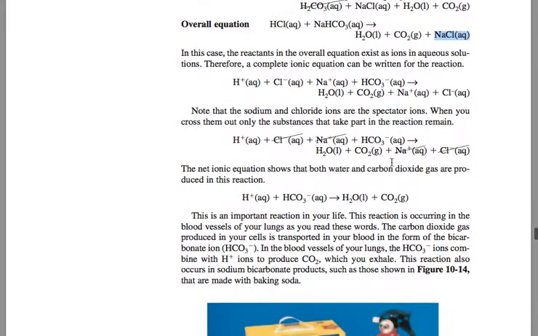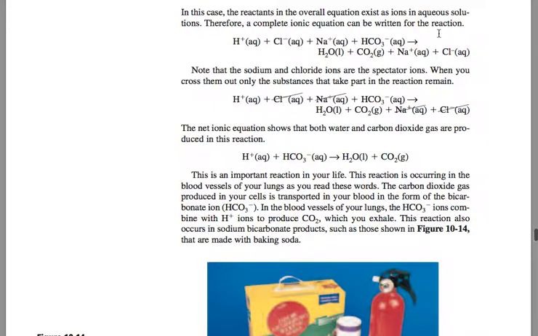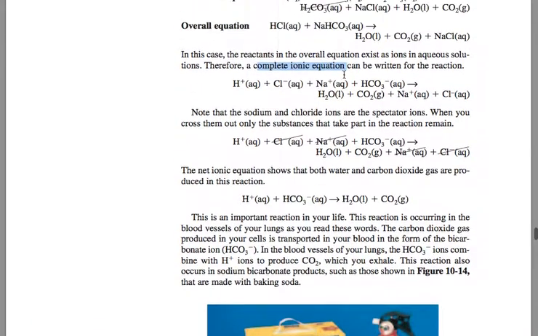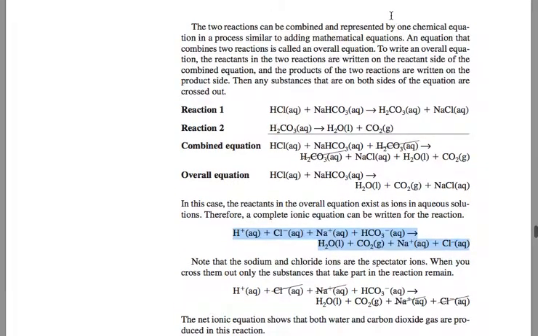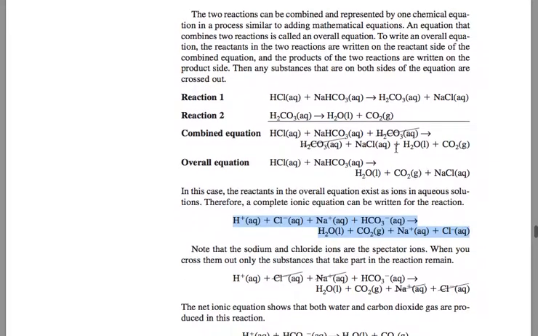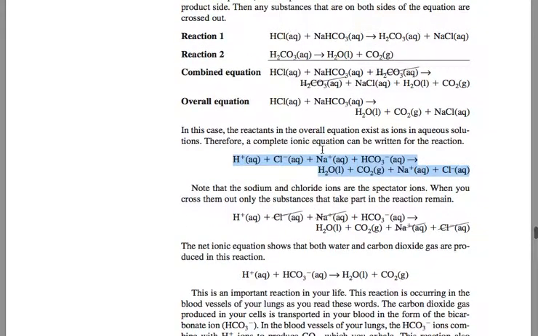In this case, the reactants in the overall equation exist as ions in aqueous solutions. Therefore, a complete ionic equation can be written. Here's the complete ionic equation. Note that the sodium and chloride ions are the spectator ions. Okay, so we've taken this now and put it here as a complete ionic equation. Notice that H2CO3 is not listed in the complete ionic equation. Okay, it's not listed there.